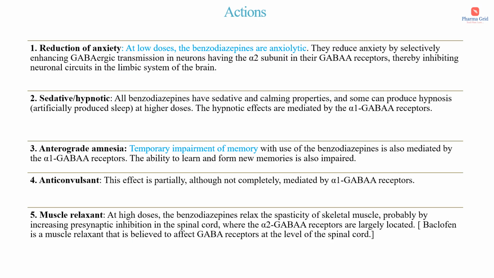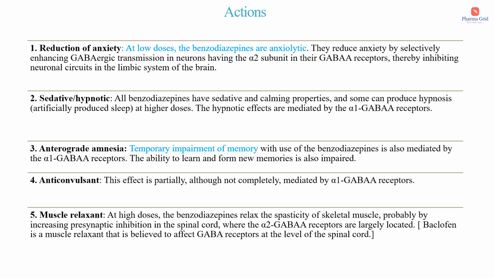Now let's have a discussion about the pharmacological actions of benzodiazepines. The first one is reduction of anxiety. At low doses, the benzodiazepines are anxiolytics. They reduce anxiety by selectively enhancing GABAergic transmission in neurons having the alpha-2 subunit in their GABA A receptors, thereby inhibiting neuronal circuits in the limbic system of the brain.